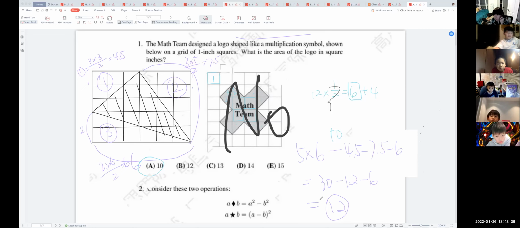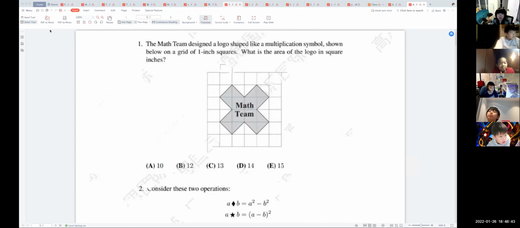So Isaac, you're right. Okay? So everybody, based on this one, we can go back to the multiplication symbol. To calculate the multiplication symbol, we can also think about it as the whole area minus the part which is not shaded, right? So this is another way.